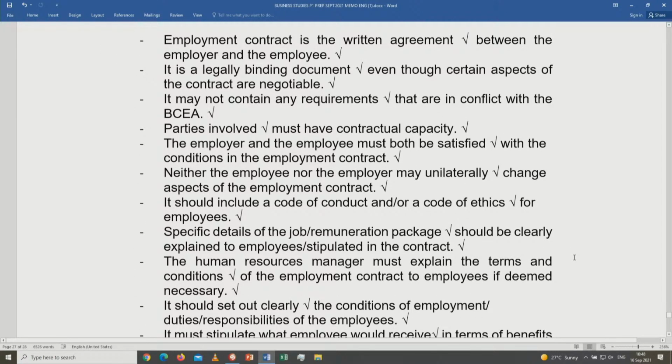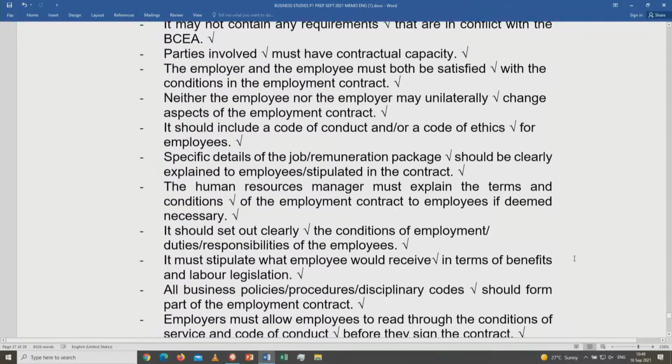Specific details of the job remuneration package should be clearly explained to employees or stipulated in a contract. The human resource manager must explain the terms and conditions of the employment contract to employees if deemed necessary. It should set out clearly the conditions of employment, duties, and responsibilities of the employees. It must stipulate what the employee would receive in terms of benefits in labor legislation.